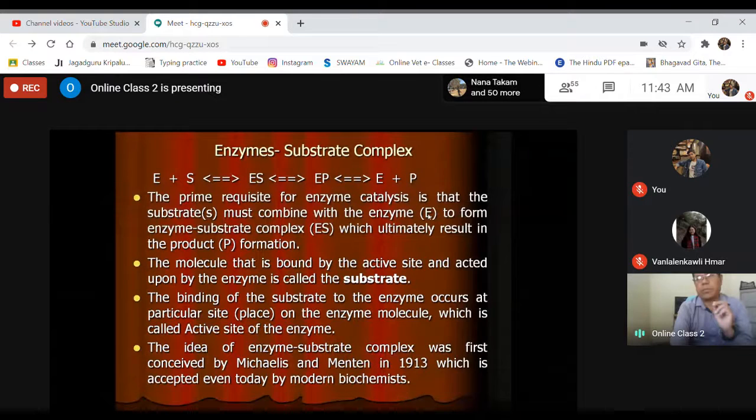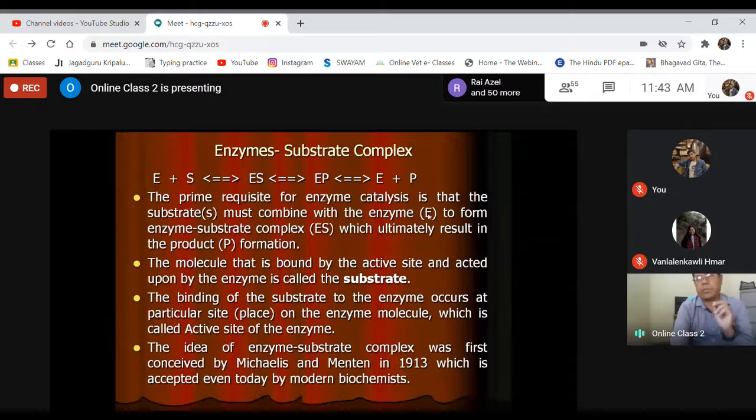The molecule that is bound by the active site and acted upon by the enzyme is called the substrate. So what is the substrate? Substrate, in chemistry, we call the reactant. So this is the molecule that has to be bound and acted upon by the enzyme.